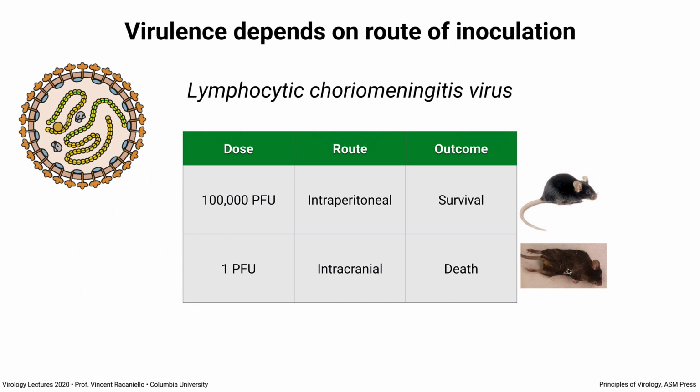And for those of you thinking about how many viruses of SARS-CoV-2 you need to start a respiratory infection, well, we can't do that experiment in people. At some point, it'll be done in an animal model. But here, for this one, in mice, it's one PFU when the virus is put right in the brain. Route of inoculation is important.